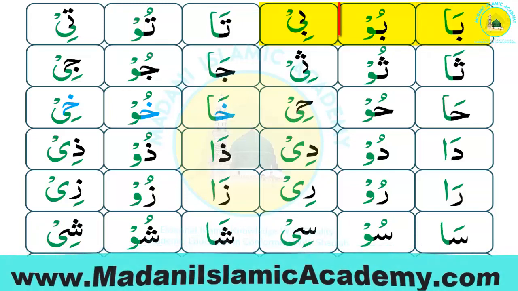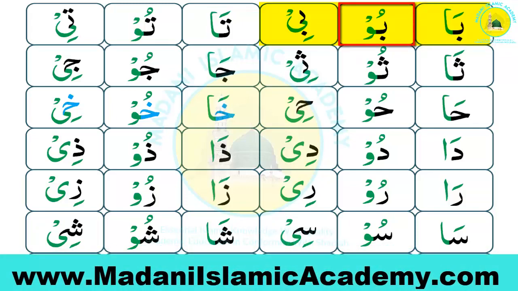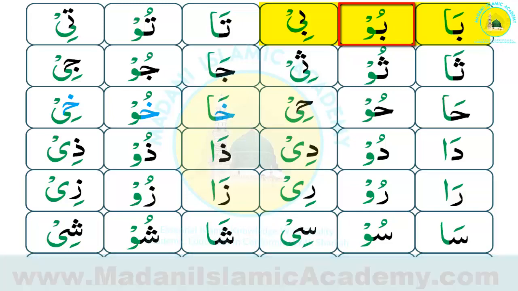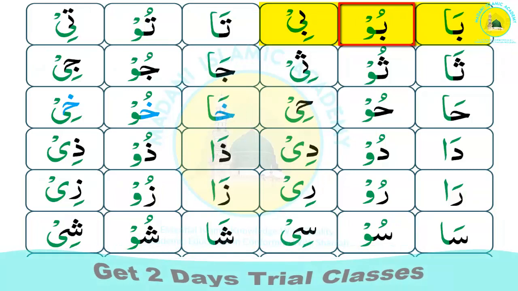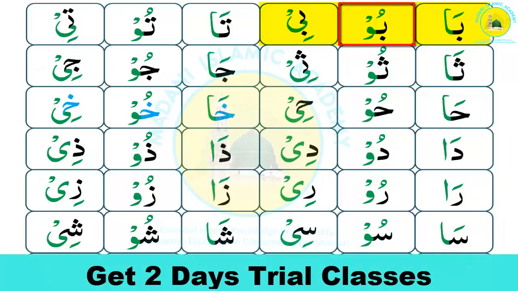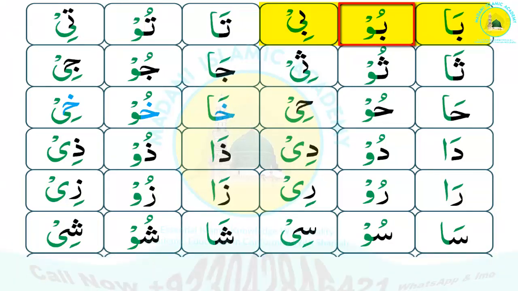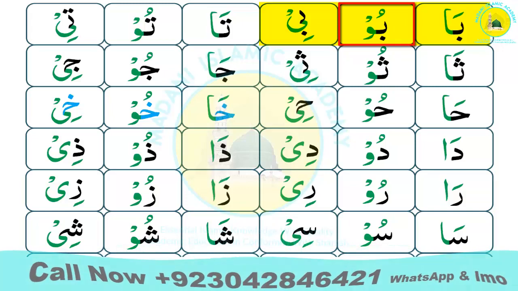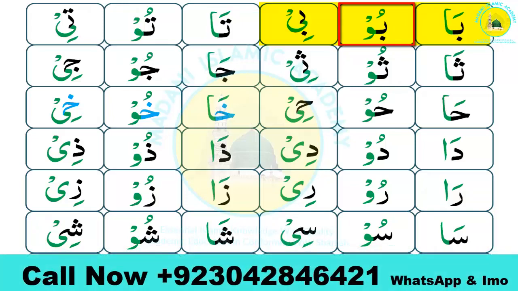Now the next one is ba waw pesh bu. Now you can see that the waw is sakin. This is called a jazm. Waw is sakin, and the letter before it has got a pesh on. It could be any letter. If you look at that, there are many letters. So if a waw sakin has a pesh before it, then that is called a waw madda.